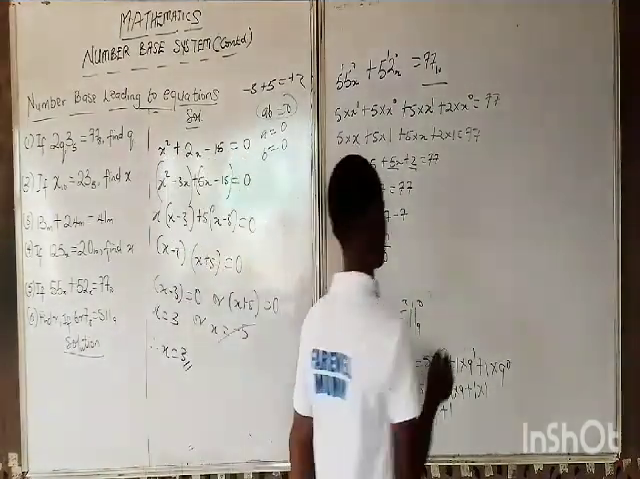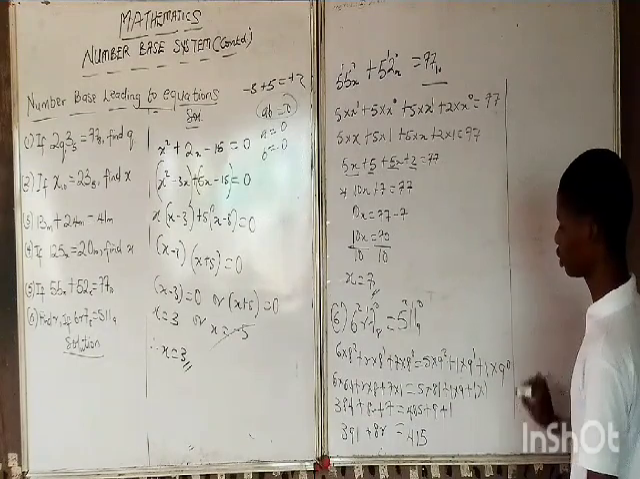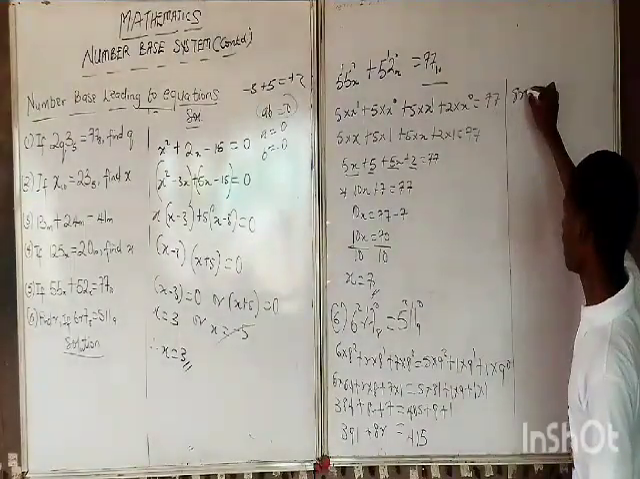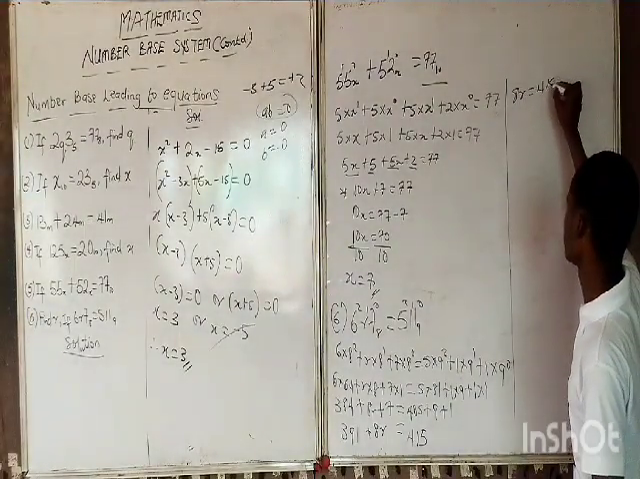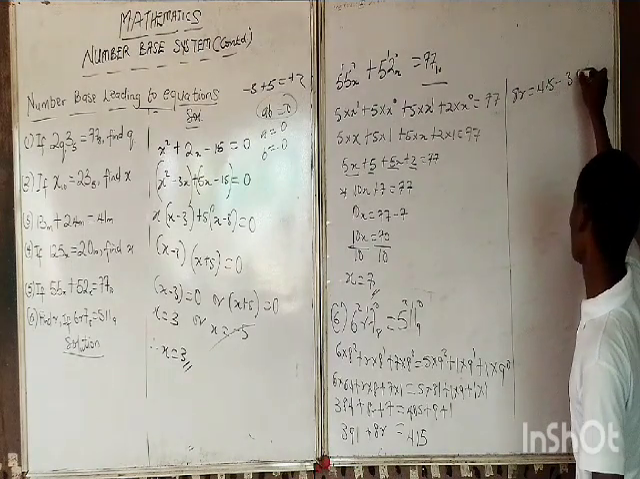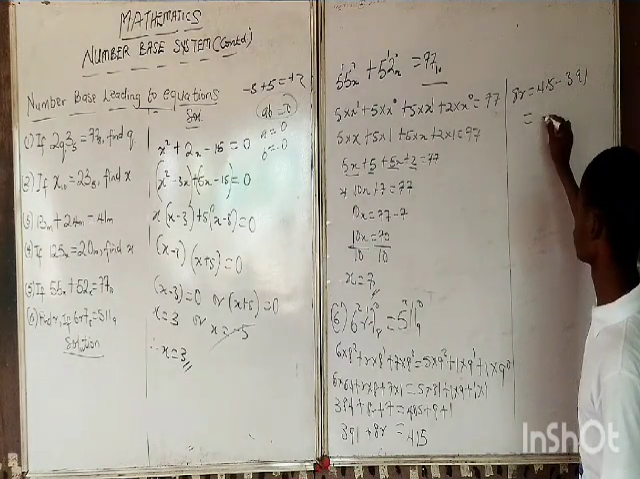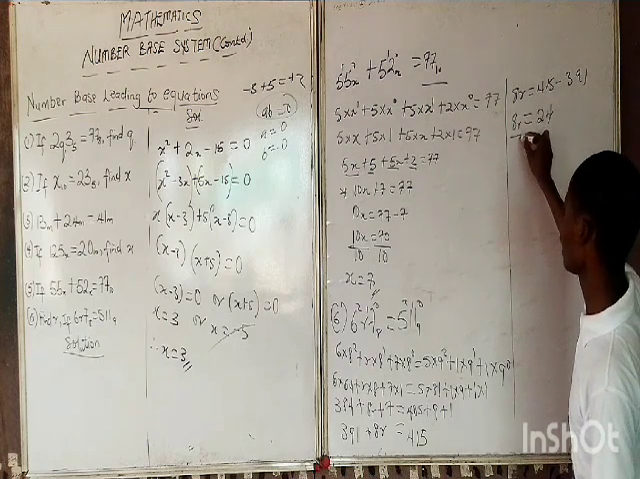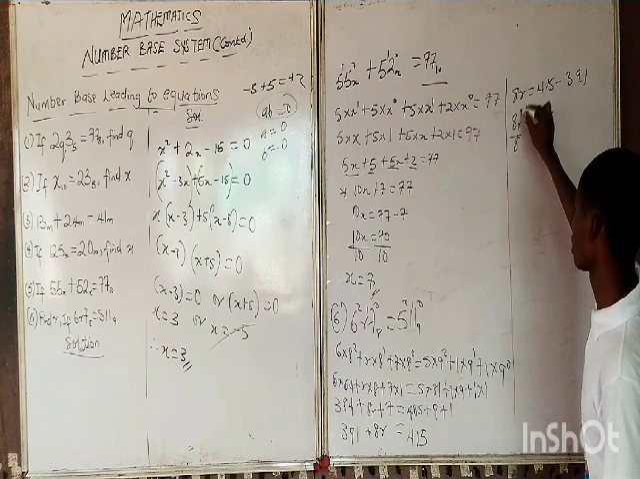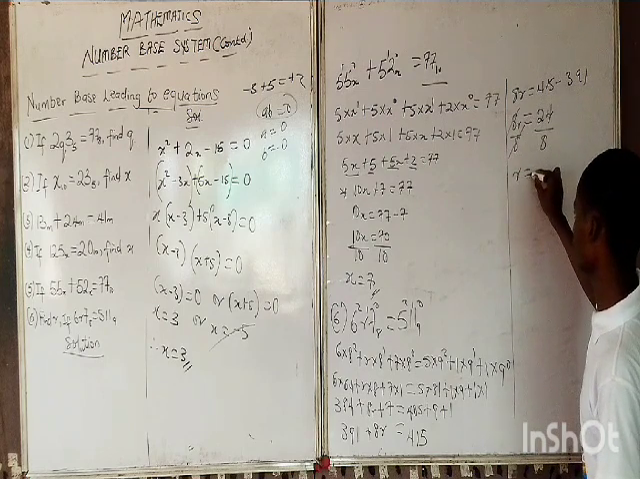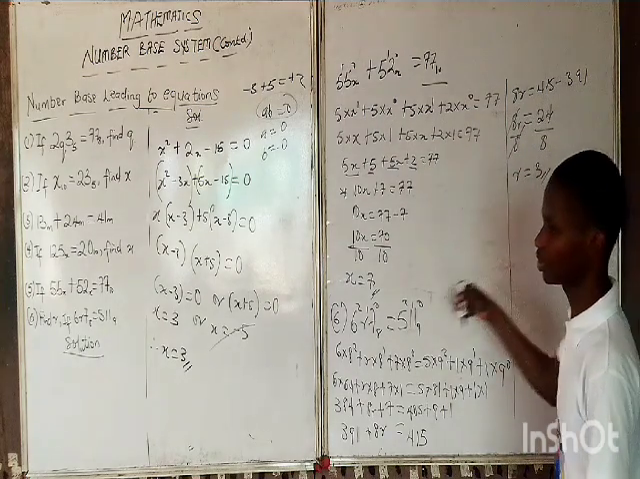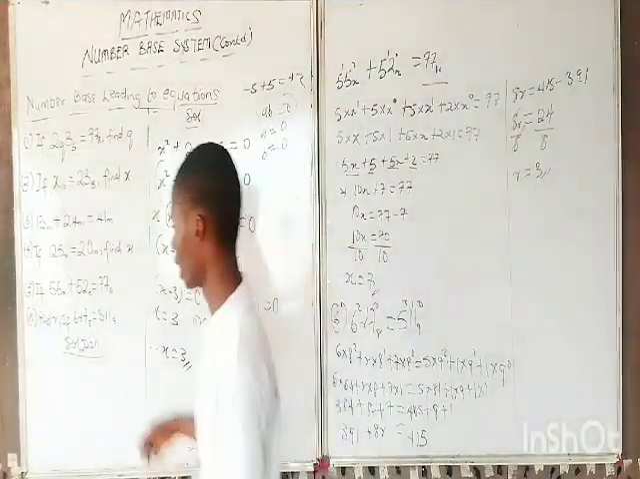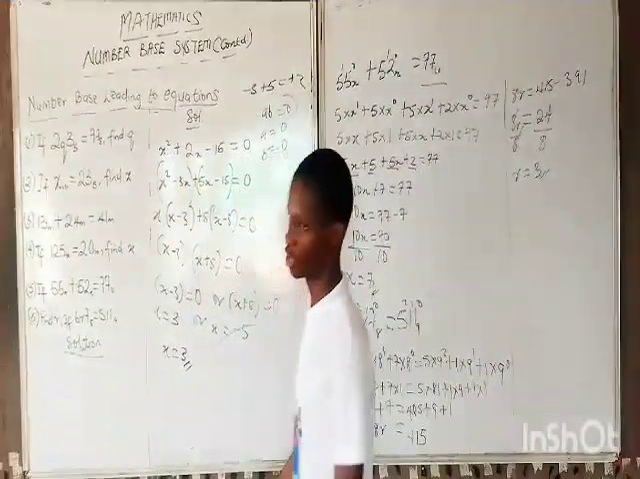So we are going to collect terms. If we continue, we are going to have 8r equals 415 minus 391. That will give us 24. So to solve for r, divide both sides by 8. We will have r equals 3. So it therefore means that 3 was the value that was replaced by r.